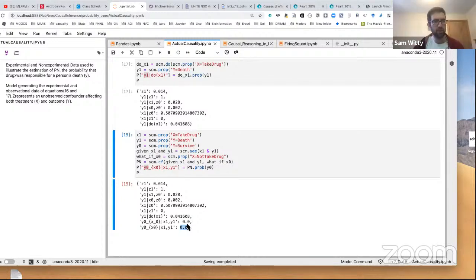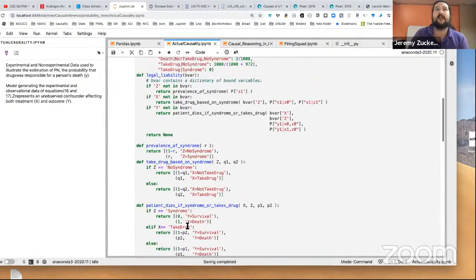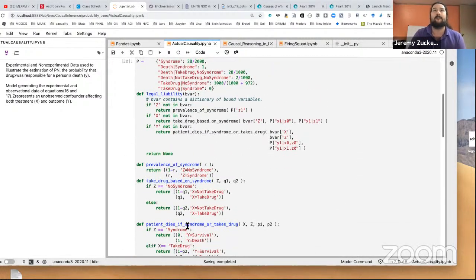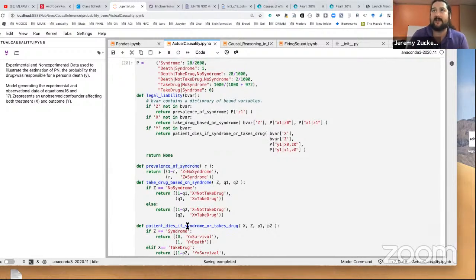Sorry, I dropped out because of a bad connection. Have we argued about definitions yet? Let's talk about definitions. So the definitions are all here. If there's any confusion about what the definitions are, we can hopefully sort it out just by looking at this code. What was the question that you had about the definitions?